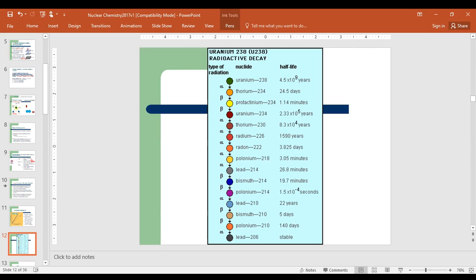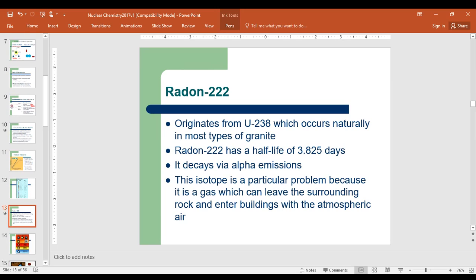Now, when we look at uranium-238, this is just an example, like I was saying, that a lot of elements have to go through several steps before they eventually become stable. So uranium goes through many, many steps, giving off alpha and beta particles until eventually it becomes lead, which is very stable. One of the products along the way is radon.